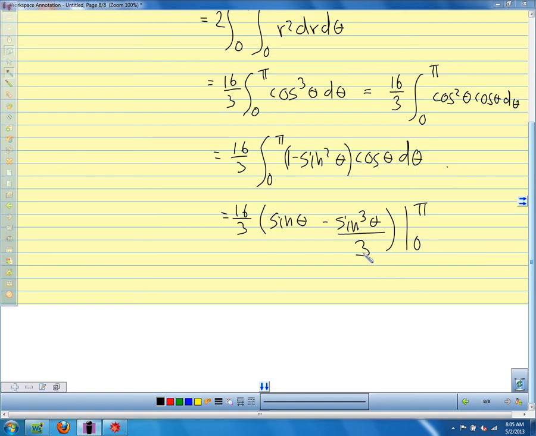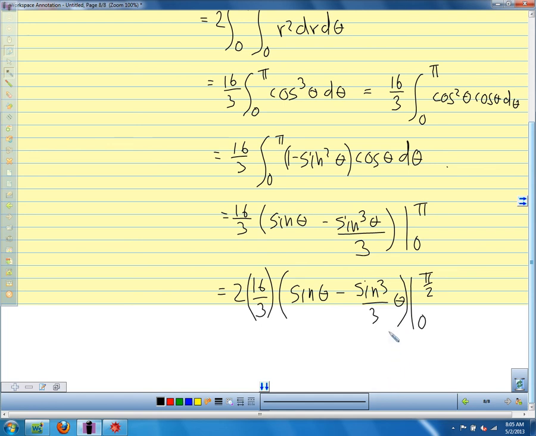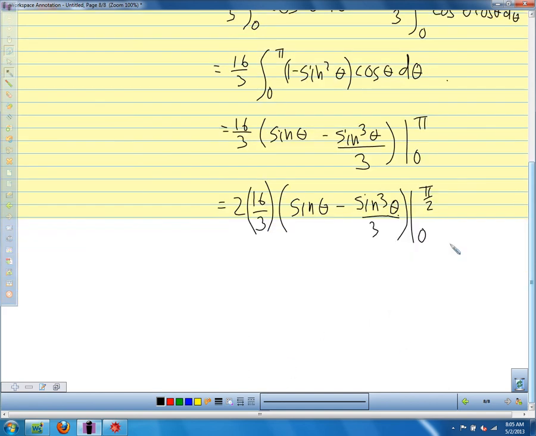So what we're going to do is split it up into a portion of the period. So I'm going to say this is 2 times 16/3 times sine theta minus sine cubed theta over 3, and we're going to go from 0 to pi over 2. Yeah, that was a strange way to write it. All right. And when we evaluate this, we end up with 64/9.